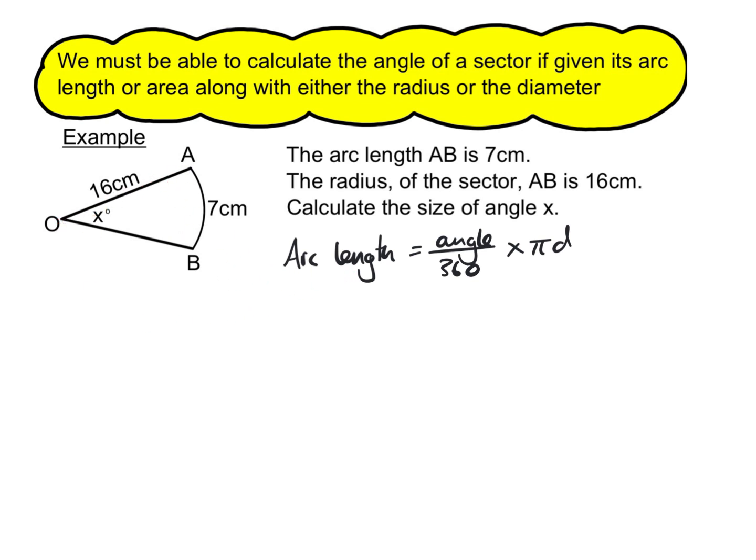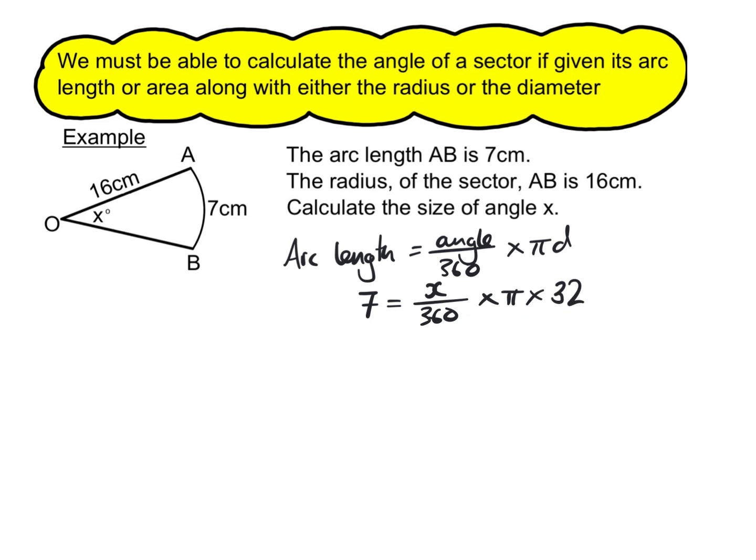Arc length is 7, so instead of arc length equals, it will become 7 equals. The angle is marked with an x, so instead of angle over 360, we're going to put x over 360, and then times pi times d. Now the diameter here that I'm going to replace, we know the radius is 16 centimetres, which means the diameter is double that, that's 32. So what we actually end up with is an equation here that we could solve.